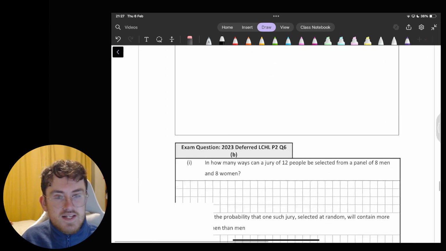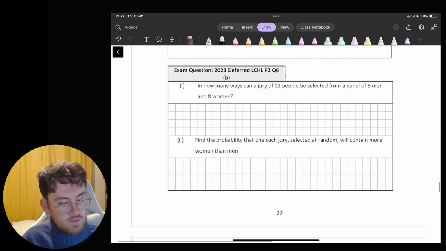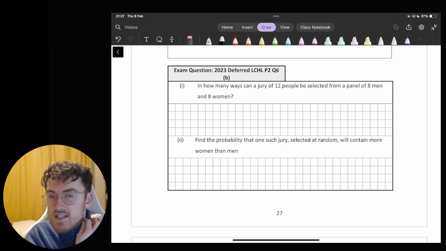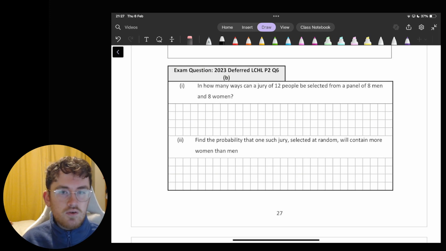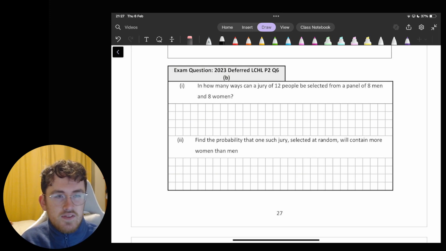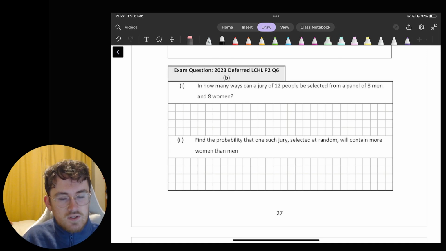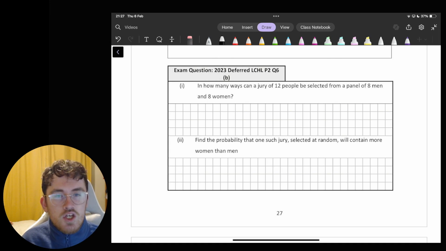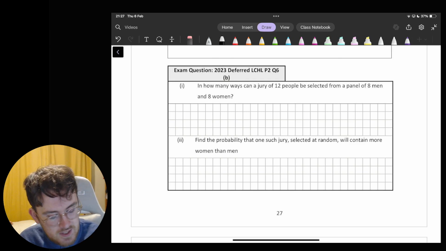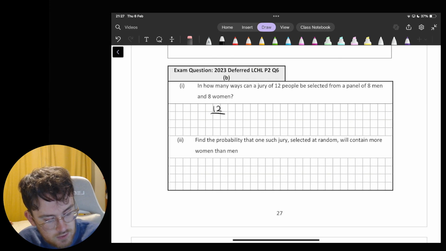Okay, so nice example. We'll continue into some of these exam questions here. And as I say, trying to apply the probability rules to some of these can seem a little tricky, but you need to focus just on that idea of looking at the overall scenario. So how many ways can this happen? And then the individual situation, how many ways can this individual choice be made? So how many ways can a jury of 12 people be selected from a panel of 8 men and 8 women? Out of 16 people, I am choosing 12 people.